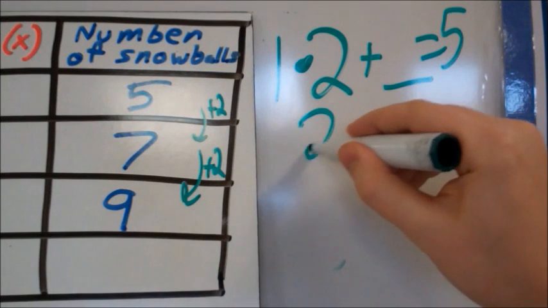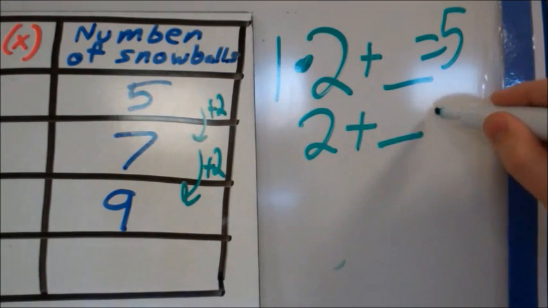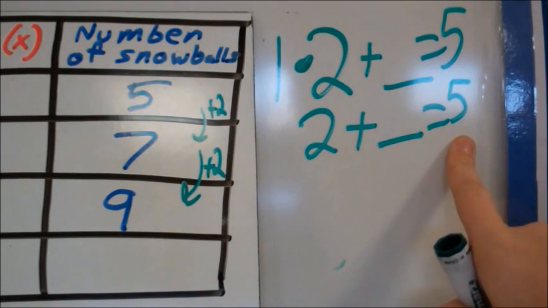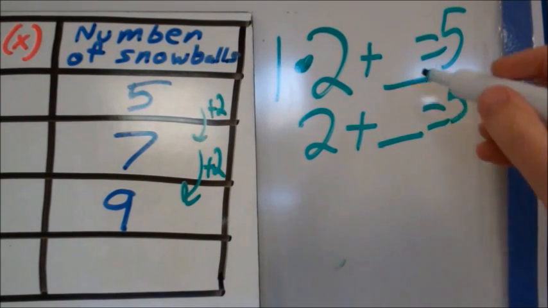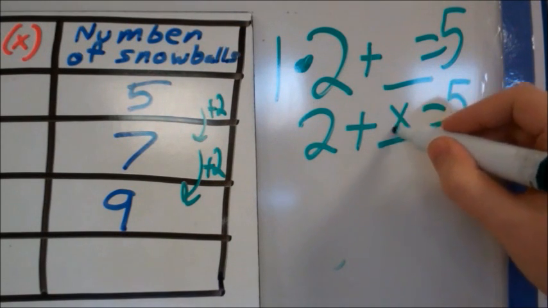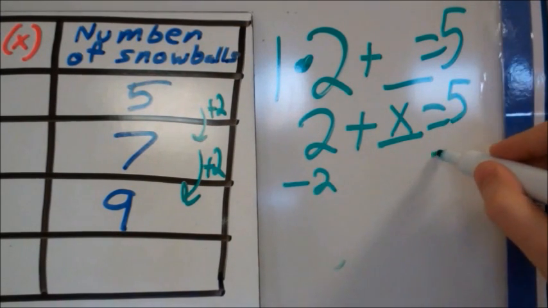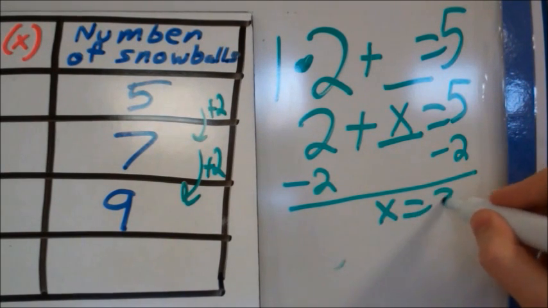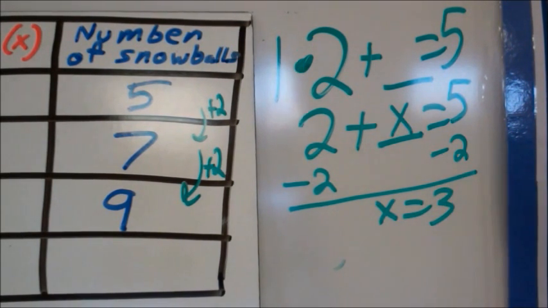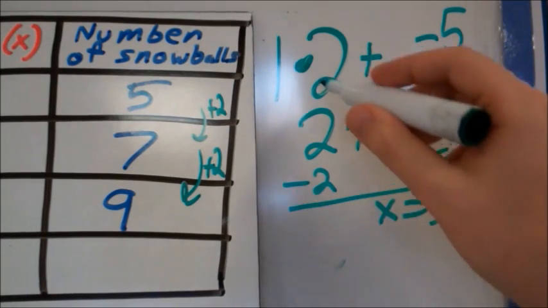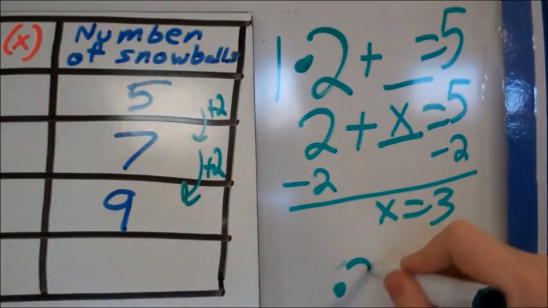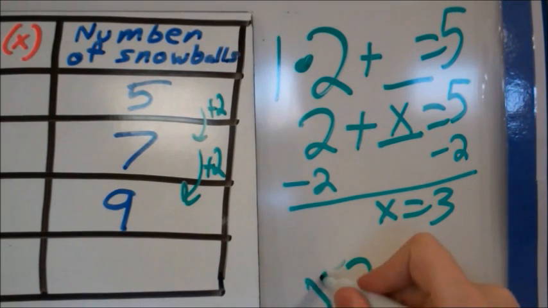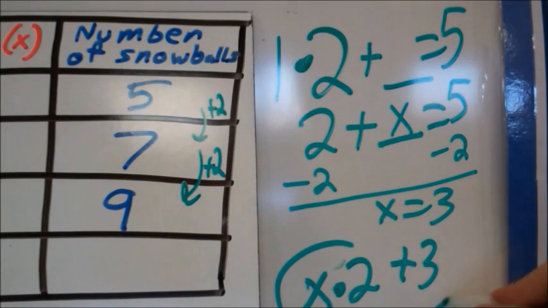Well, 1 times 2 is 2, plus this something equals 5. 2 plus what equals 5? If we're not sure, we can use a variable there and use the subtraction property of equality to help us solve for that. Subtract 2 from each side, x equals 3 here. So it looks like our rule might be something about times 2 and plus 3. And we can use x for the number of minutes here.